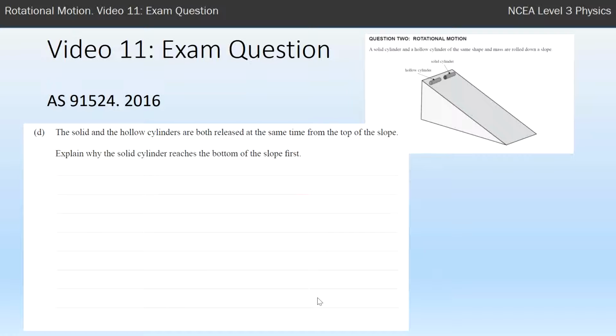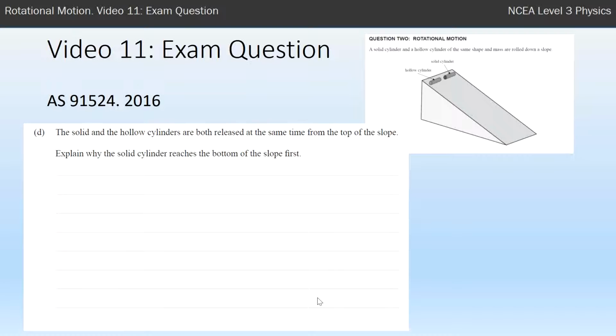All right. The solid and the hollow cylinders are both released at the same time from the top of the slope. Explain why the solid cylinder reaches the bottom of the slope first. Here's my thinking. Again, I'm not going straight to the right answer first. I'll think about how I think about it as a physicist.